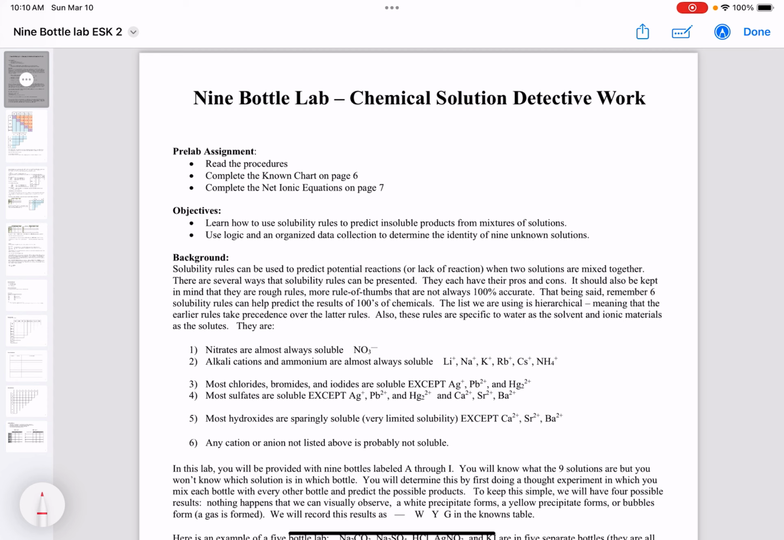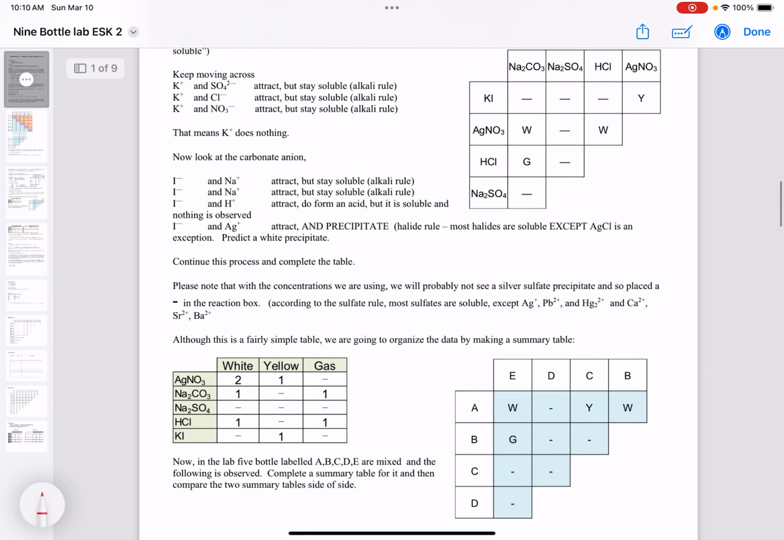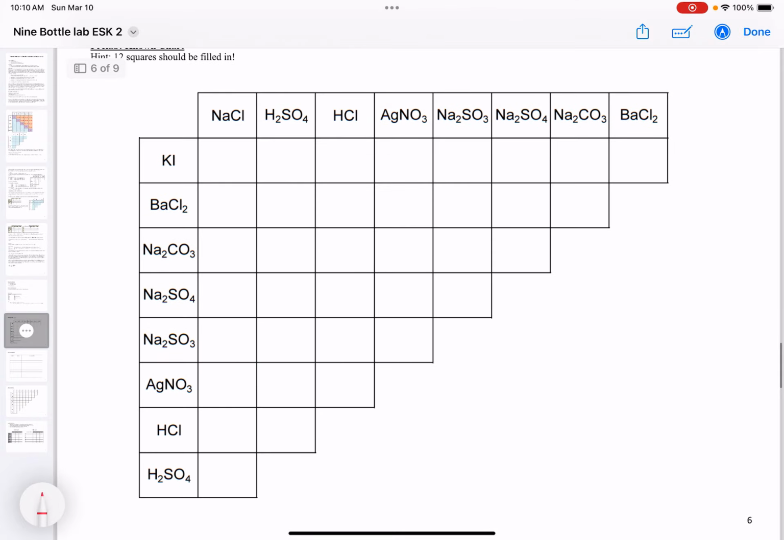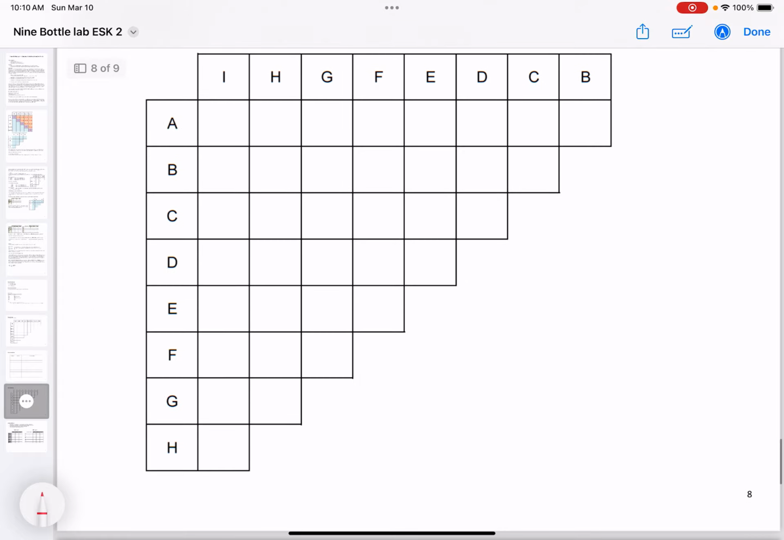In this video, I'm going to talk about what you need to do as the pre-lab assignment for the 9-bottle lab. So to skip ahead just to see the purpose of the 9-bottle lab, if you look at the chart here, we've got a mixture of different possible solutions, and we're going to figure out in the lab, we have unknown bottles. They're going to be labeled A through H, and we're going to mix them together in different combinations and determine which compound is in which bottle.